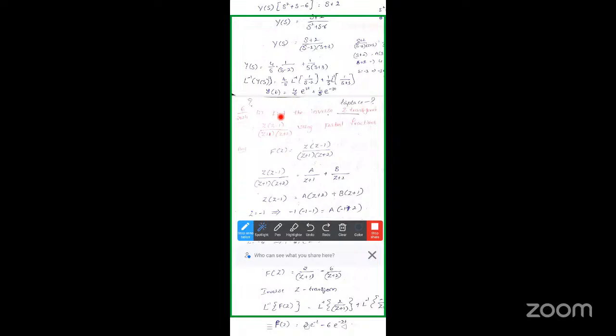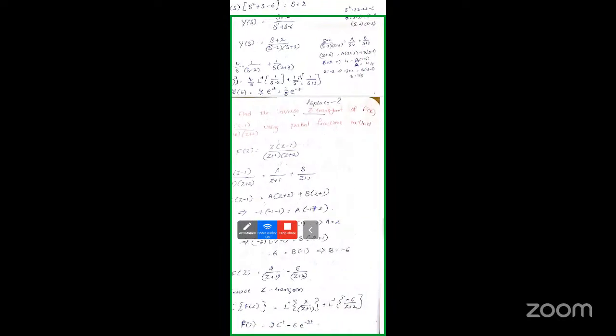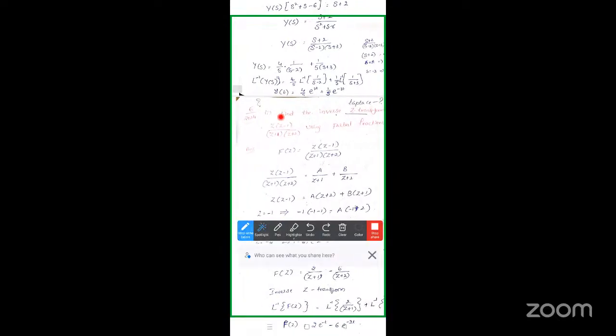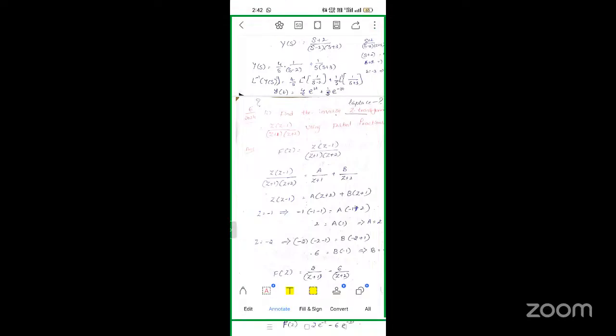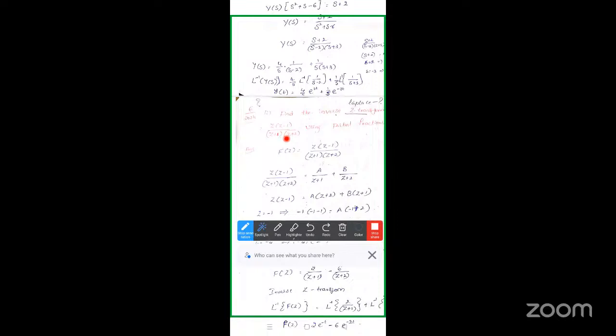To find the solution of initial value problems. Next, Z transforms. Find the inverse Z transform of F of z, where F of z is z into (z minus 1) by (z plus 1)(z plus 2), using the partial fractions method. The previous ones were Laplace transforms; this is example 6, on Z transforms. So z into (z minus 1) by (z plus 1) into (z plus 2).